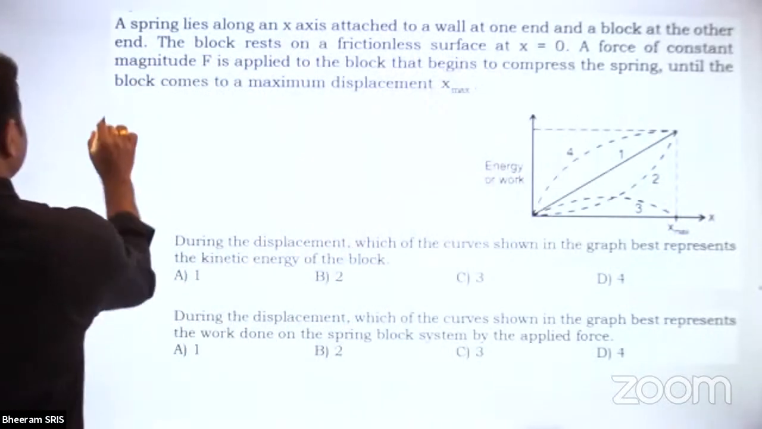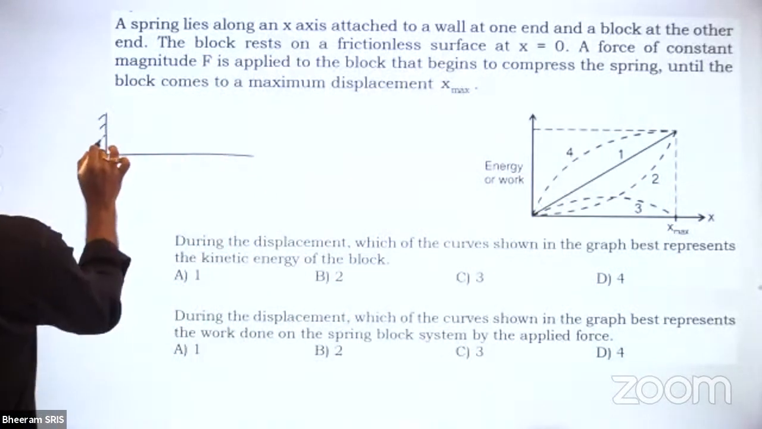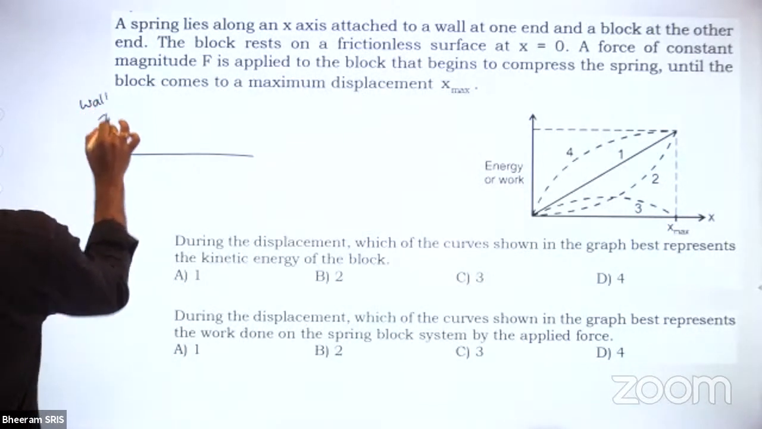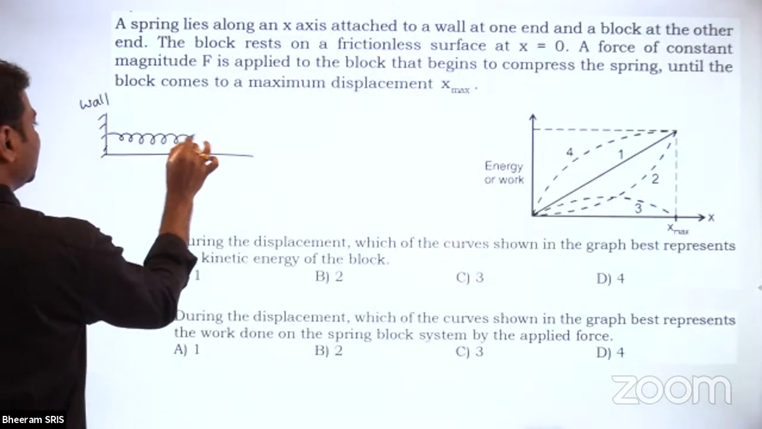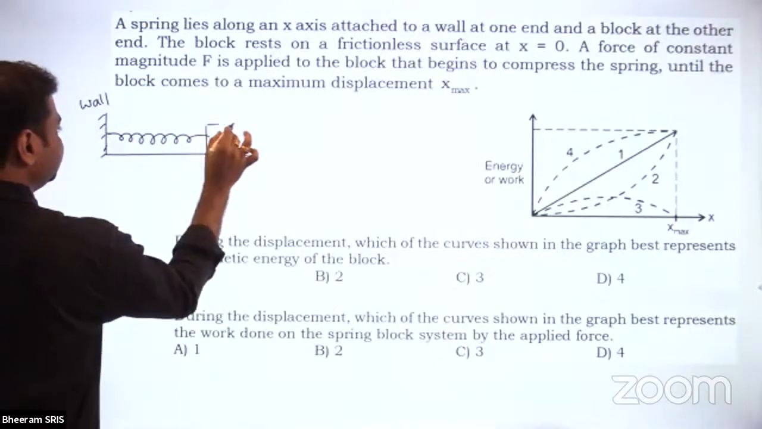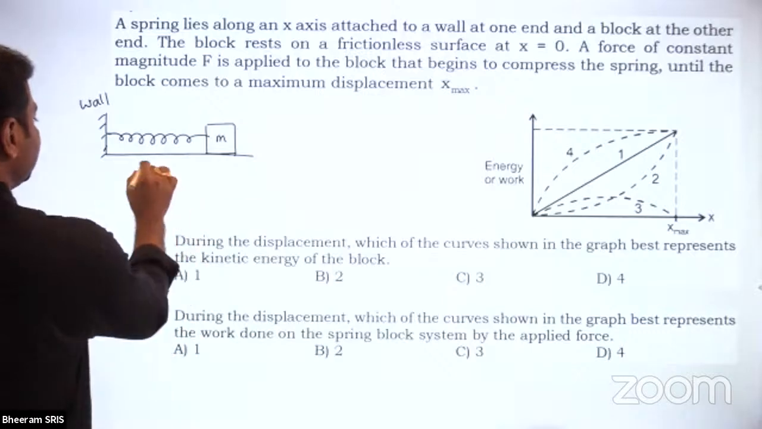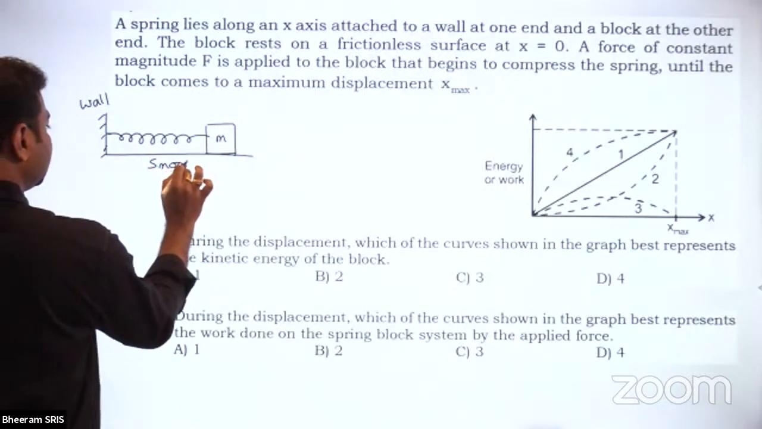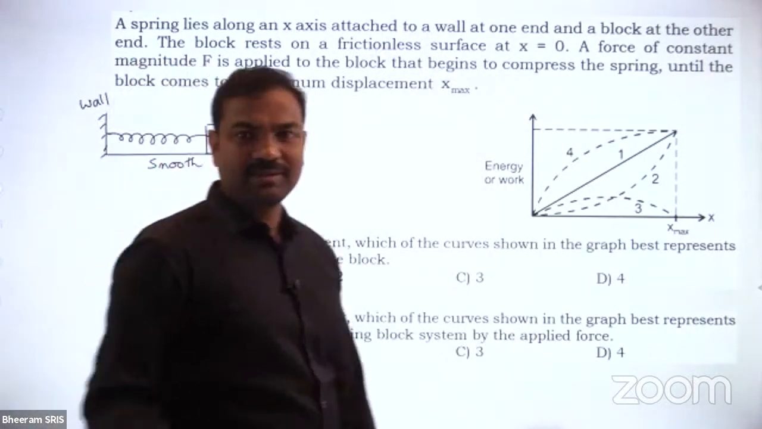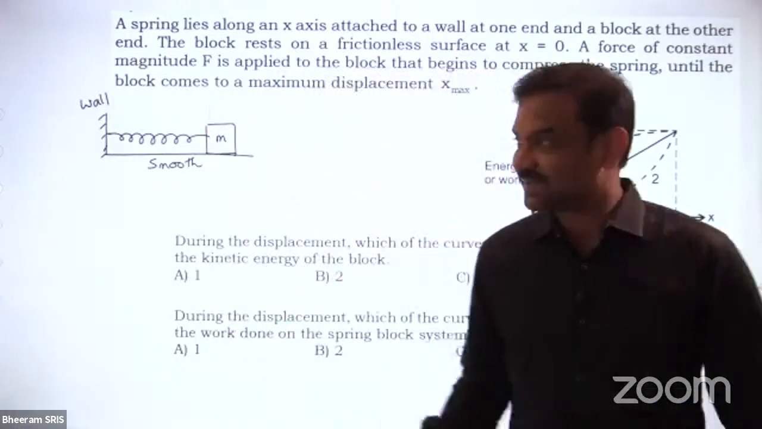So what they're saying is that there is a spring. This is the wall, let us say. One end of the spring is fixed to the wall. The other end is attached to the block of mass M. Okay, this is a smooth surface, no friction. As there is no friction, there is no tension for us. Easily we can do all the things.